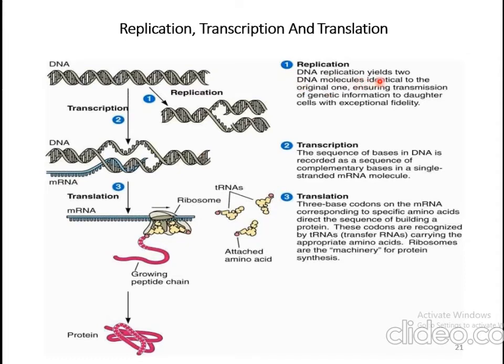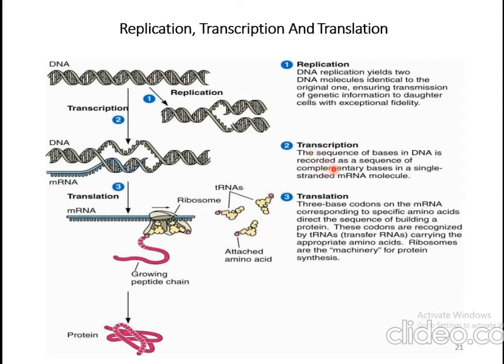DNA replication yields 2 DNA molecules identical to the original parent one, ensuring transmission of genetic information to the daughter cells with exceptional fidelity. All the genetic information present in the parent strand is transferred into the daughter strand as such, except when a genetic mutation occurs and there is a disturbance in the transfer of the same set of genetic information from parent cell to daughter cell.